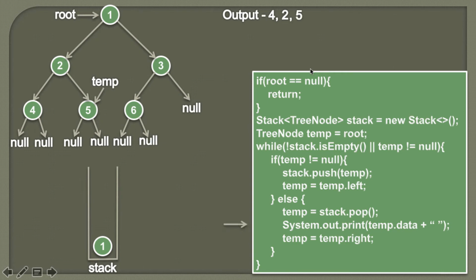Moving ahead. Once we have visited this node, now it's the time to go to its right subtree. So now temp will point to null. Moving ahead. In the while block we'll check whether stack is empty or not. Currently stack is not empty but temp is pointing to null. So the overall condition comes out to be true because stack is not empty, and the while block executes. In the if block, we'll check whether temp is equal to null or not. Temp is equal to null, therefore the condition in if block comes out to be false, and the else block will be executed.